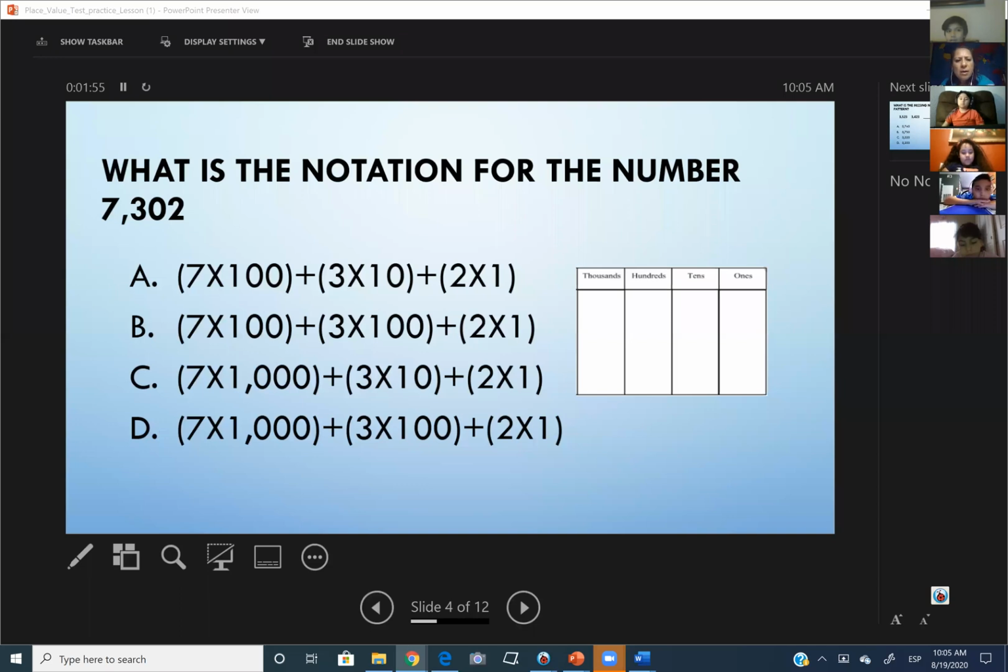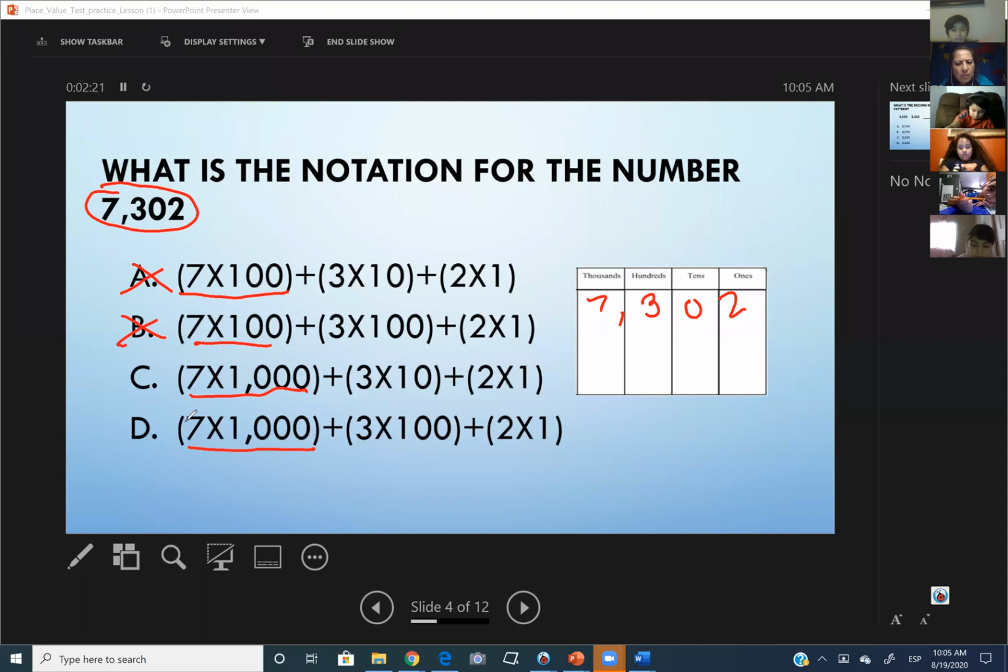So let's look at the number we have now. The number is 7,302. So I'm going to place it here in my place value chart, 7,302. That means I have 7,000s. So this cannot be my answer because it's 700s, so not my answer. This is 700s, so not my answer. So it could be 7,000s and 7,000s. So C or D could be my answer.